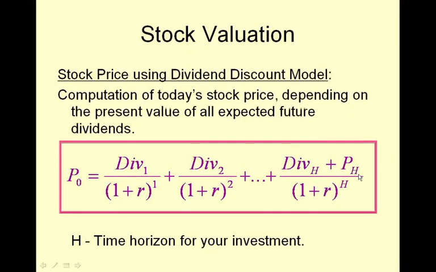You can think of this as analogous to the bond valuation formula, where we had the interest payment in year 1 discounted by 1 plus R to the 1 power, plus the interest payment in year 2 appropriately discounted, all the way out to the interest in year 5 appropriately discounted, plus the return of principal. The return of principal is analogous to a stock price at the planning horizon, or at the stock valuation horizon.